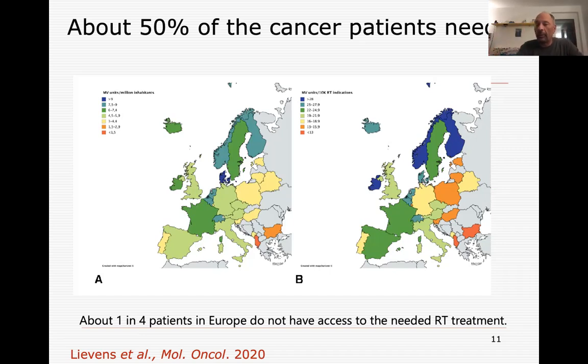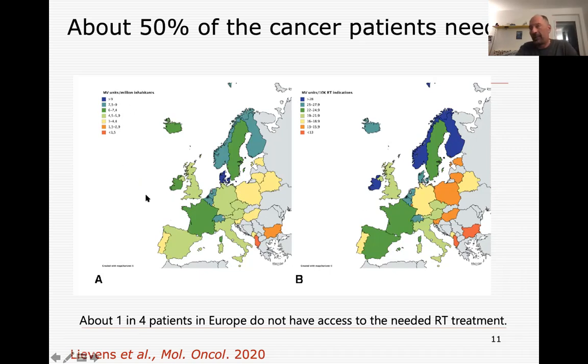Now let's look at Europe. In Europe, there are not enough LINACs. We'll see what is a LINAC in a second. Not enough radiotherapy machines, with the result that about 1 in 4 patients in Europe do not have access to the needed radiotherapy treatment. These are plots, again, only for Europe and not for every country in Europe, only for the countries where the data are available.